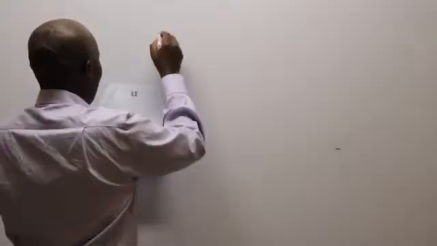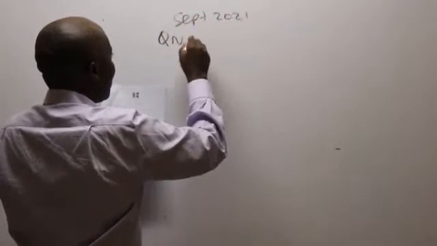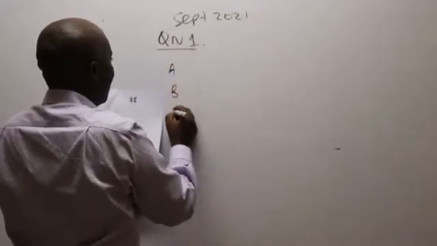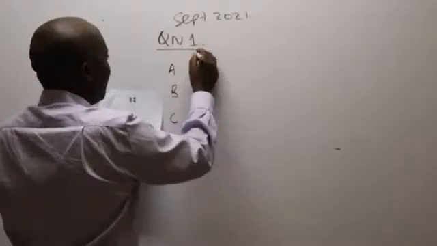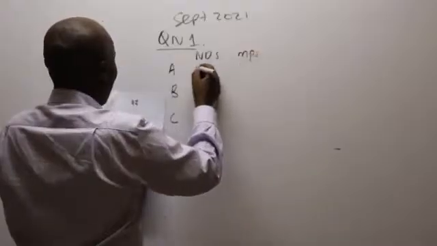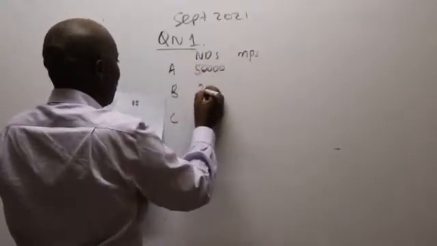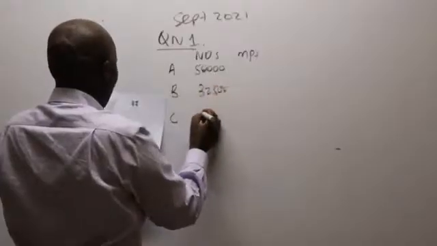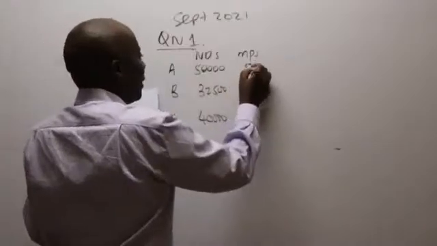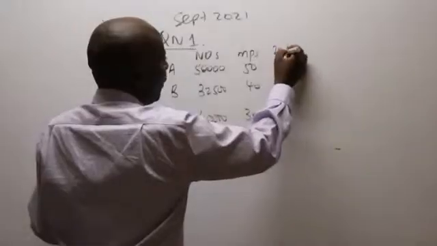So we have here question number 1, September 2021. First of all, we have here 3 companies, A, B, C. We have the number of shares, and then we have the market price per share. So here we have 50,000, here 32,500, here 40,000. And then market price per share: 50, 40, 30. So could you kindly give us the total value here?